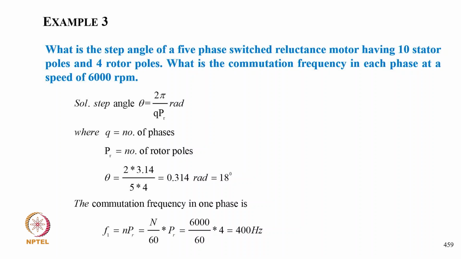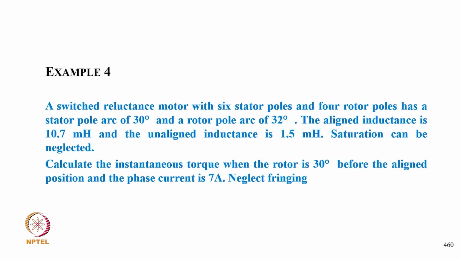Now coming to example 3: what is the step angle of a 5-phase reluctance motor having 10 stator poles and 4 rotor poles? What is the commutation frequency in each phase at a speed of 6000 rpm? So theta equal to pi upon PR. Putting in the values, it comes to 18 degrees. The commutation frequency is f equal to N upon 60 times PR, and that comes to 400 hertz.